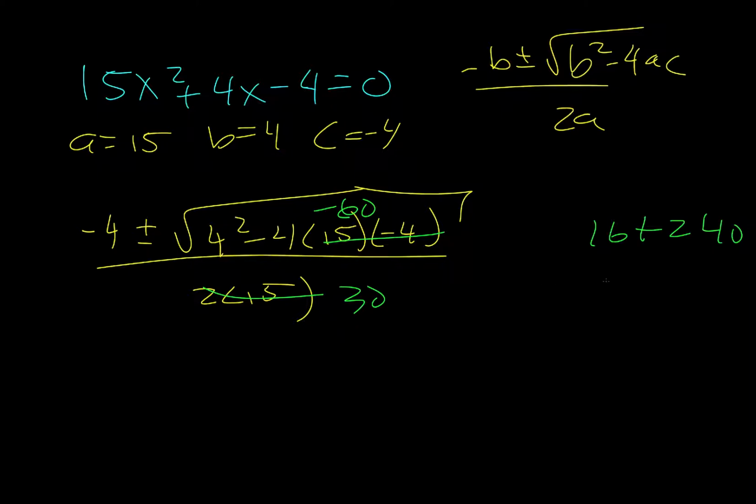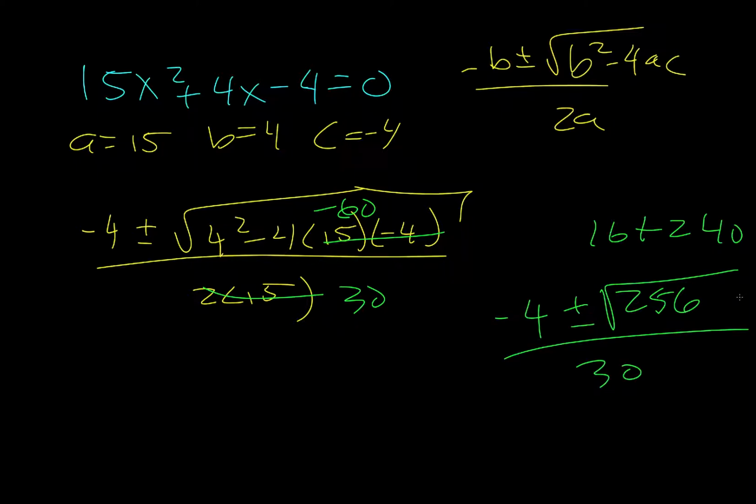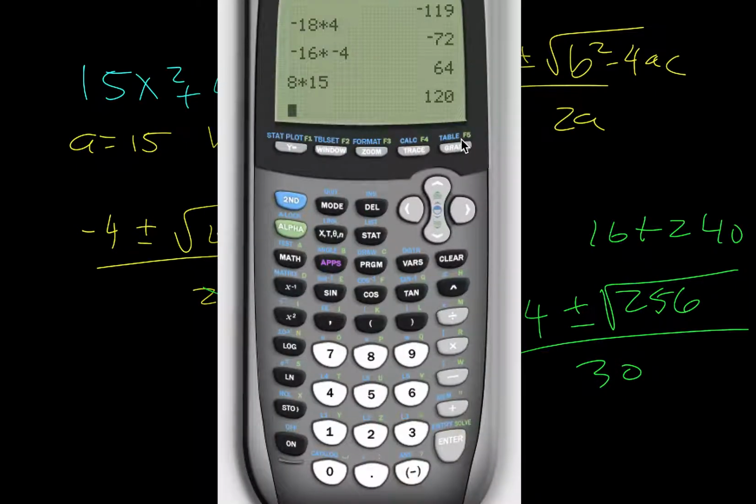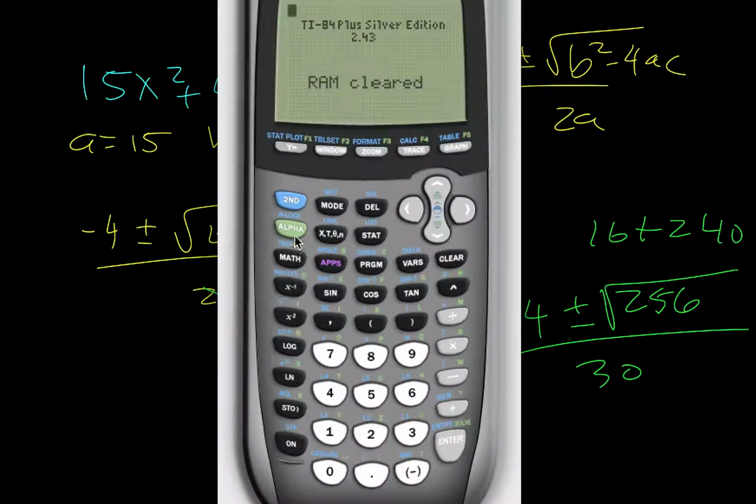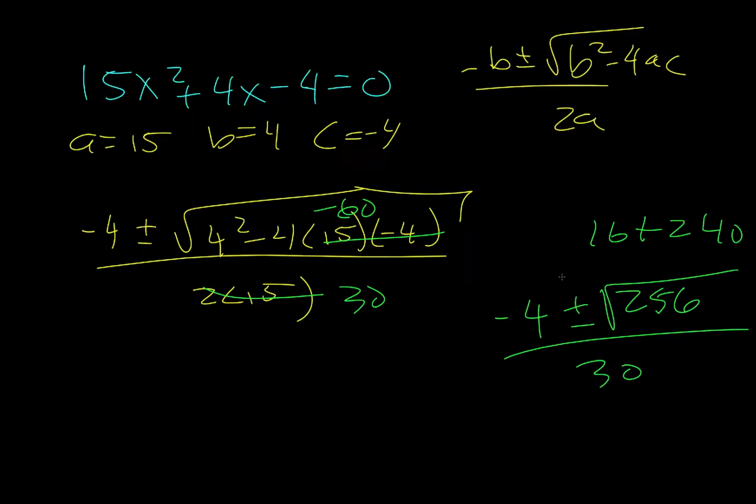So we get 256. I feel like this isn't going to work out the same way, because 256 is not a perfect square. Or is it? Oh, it is. Okay, so it's 16 times 16. So maybe it will work. So we do that. So it's negative 4 plus or minus 16 over 30.